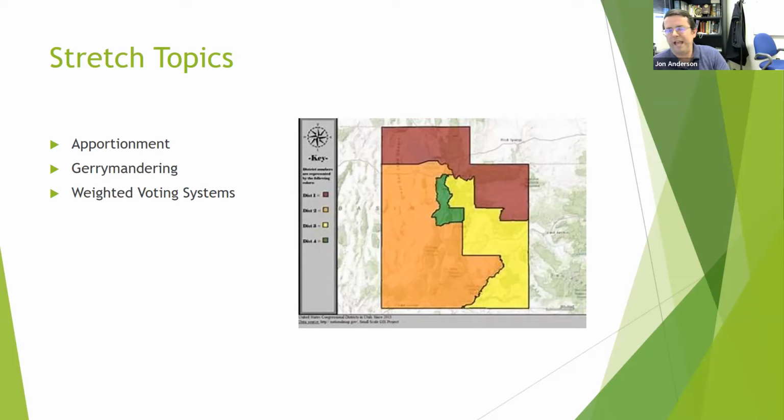And then that leads to, within a state, a conversation about gerrymandering. So you can see here, these are the 4 districts in Utah. I just want you to take a minute and look at those and think for yourself if you think this looks like it might have some gerrymandering implications to it. Just the shape of the different districts can be very telling.